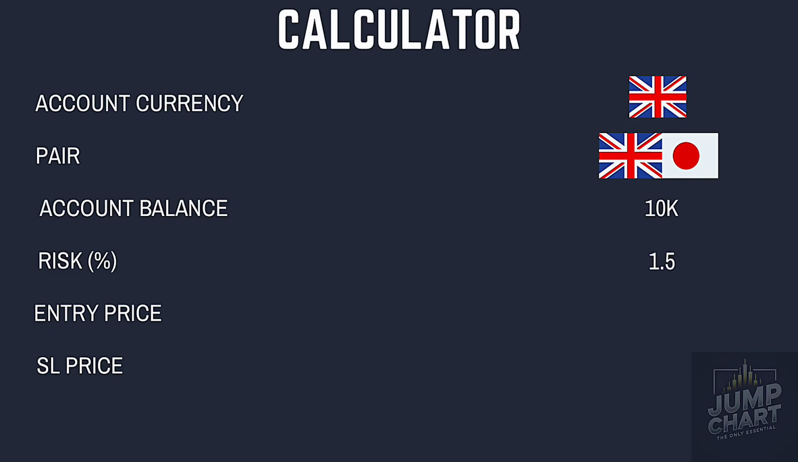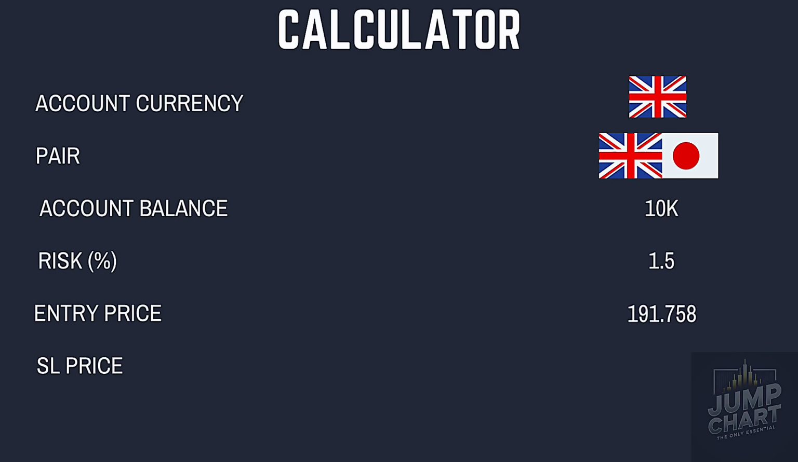We should try to aim to only risk between 1 to 2% of our account per trade, but this is situation dependent. That means we are risking £150 because 1.5% of 10,000 equals 150 exactly. Nice and easy. We then enter the trade specifics.